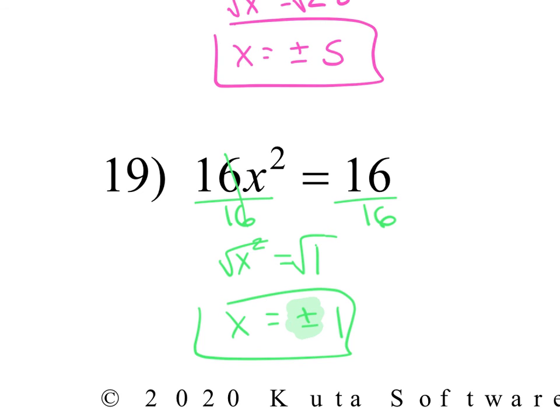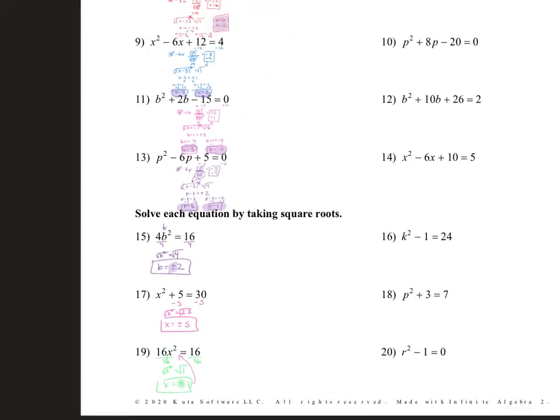Because in our problem here, we could take negative 1 and plug it in for x, and it would work. We would get the right answer. We could take positive 1 and plug it in for x, and it would work too. So that's why we need both of them. All right, any questions from the homework?